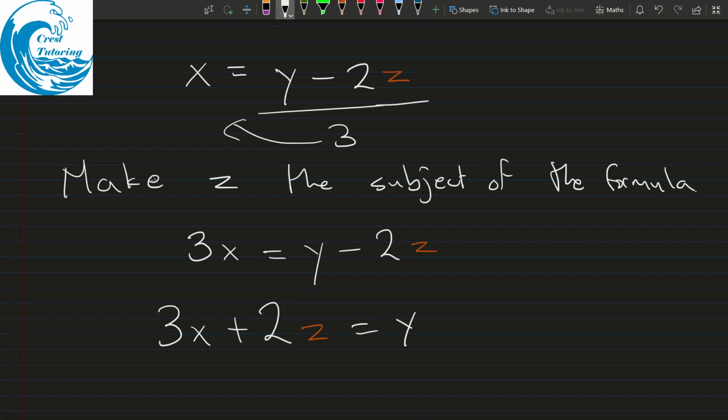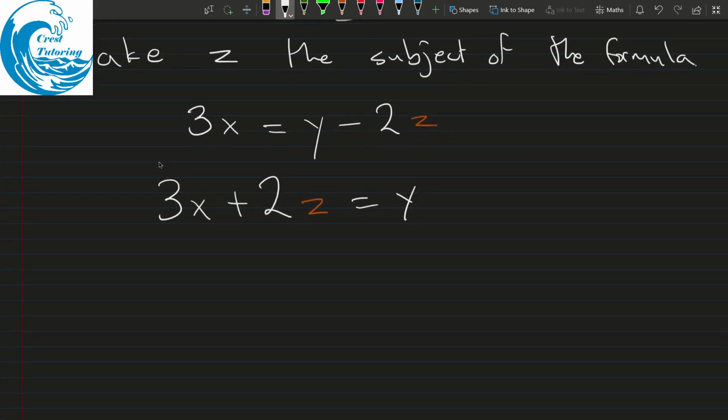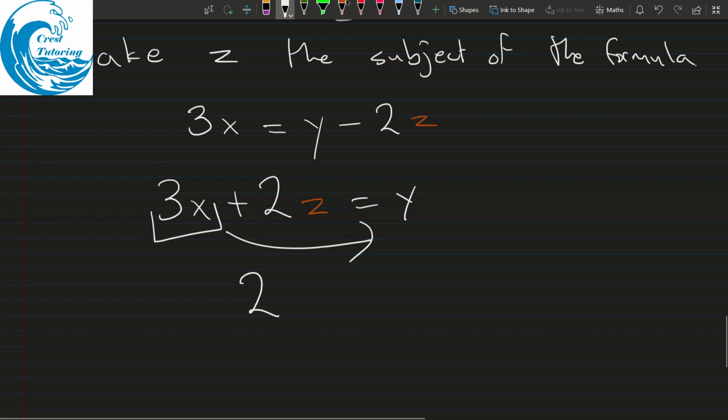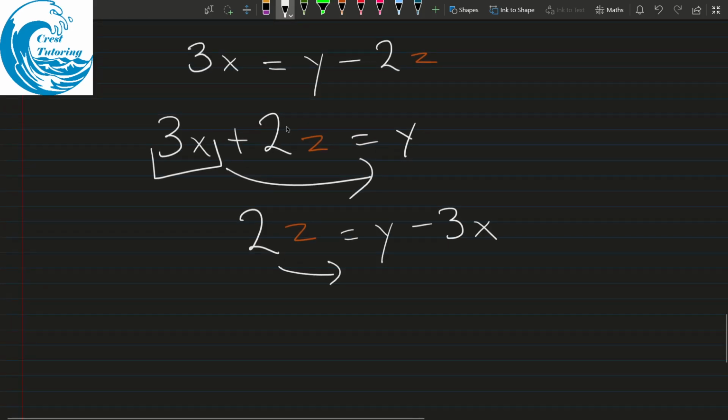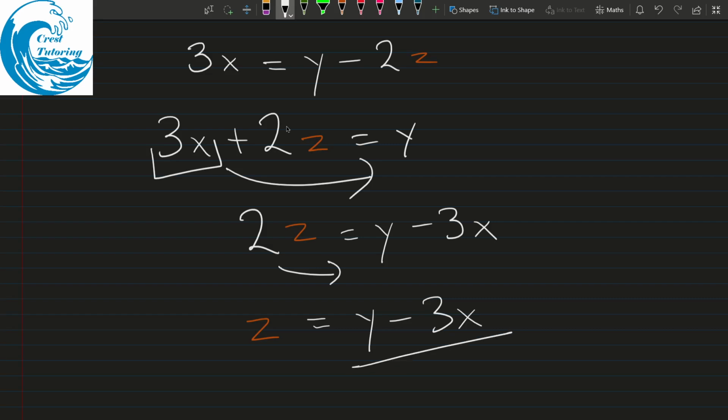Okay, so it looks like you're going the wrong direction because now the 2z is in the middle. But we'll very quickly move that now. So we're going to move the 3x across. So then we have 2z equals y minus 3x. And now our last step is we're going to divide. We're going to bring the 2 across. So our final answer is z equals y minus 3x all over 2. Okay, so that's our answer.